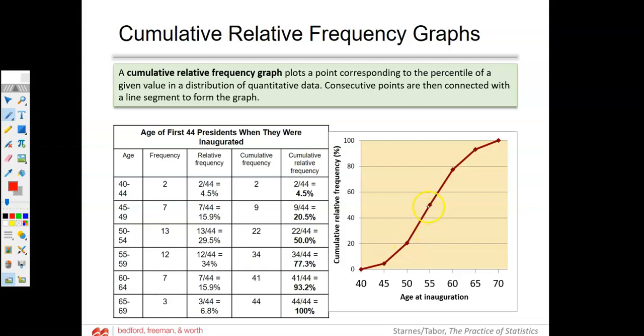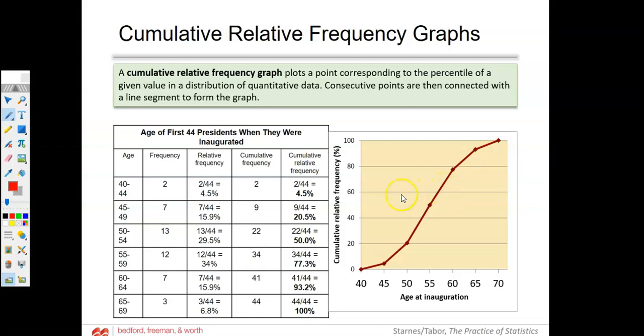The 40th percentile would be somewhere around 53. The 60th percentile would be somewhere around 57. The 80th percentile would be somewhere around 60, 61-ish or something. And the 100th percentile doesn't mean that 100% of folks were 70 when they were inaugurated. It means that percentile is that percent or below, or that age, in this case, that age and below. So 70 and below, 100% of the first 44 presidents were 70 or below when they were inaugurated, right?